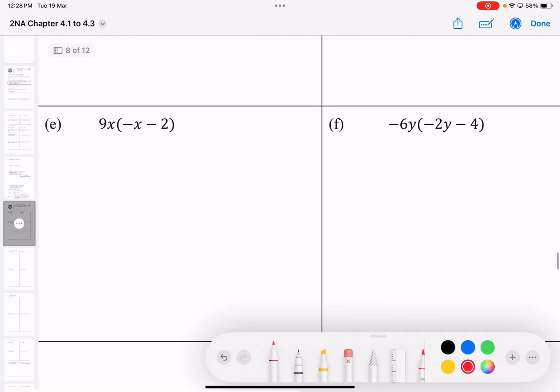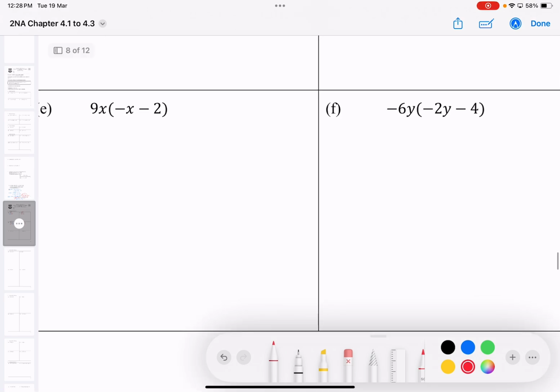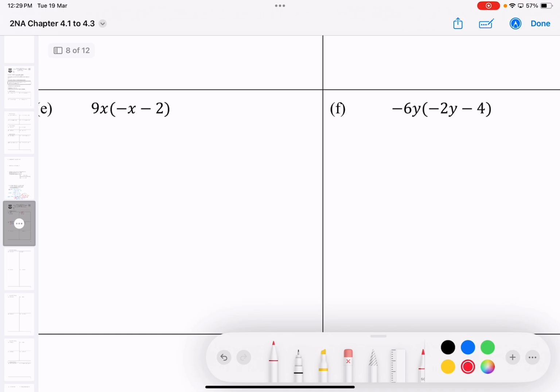Can you try the next two by yourself? Try this by yourself right now. Use the rainbow method one by one to try to expand this.